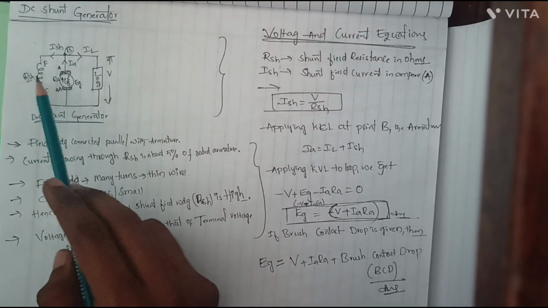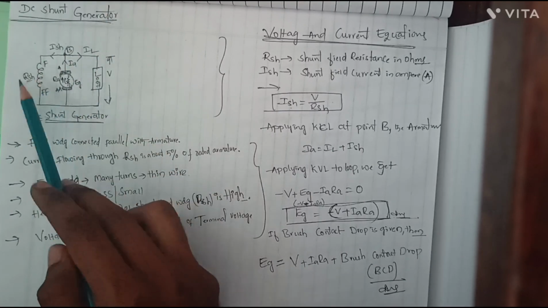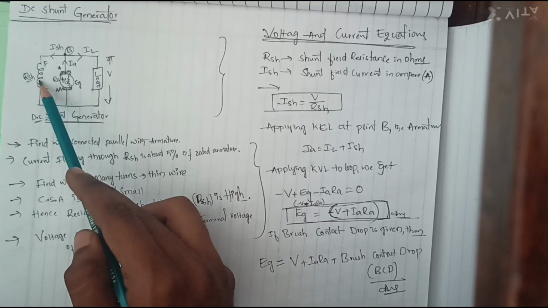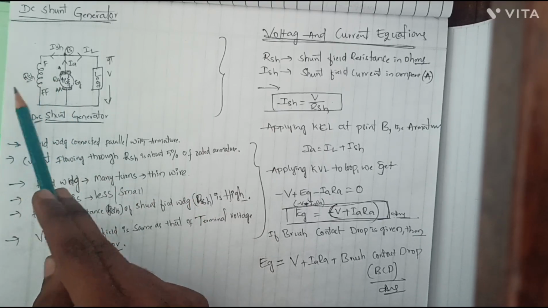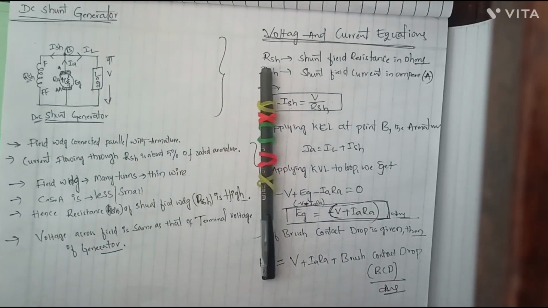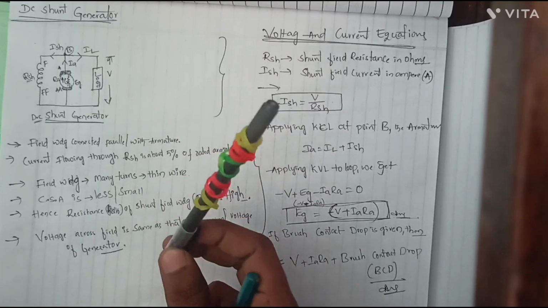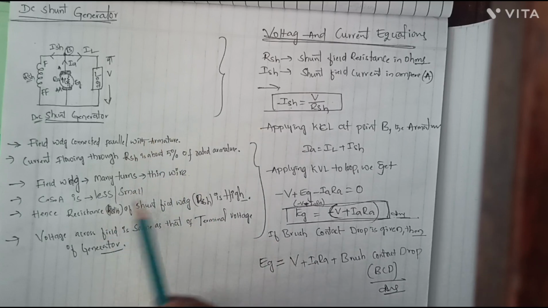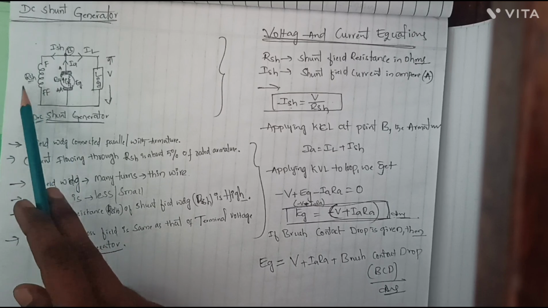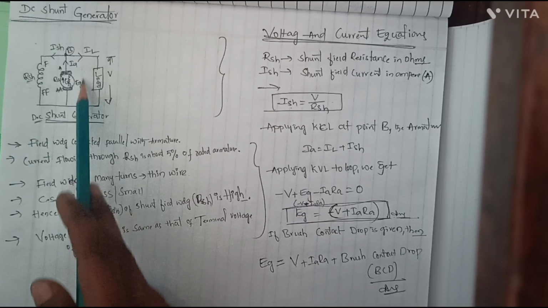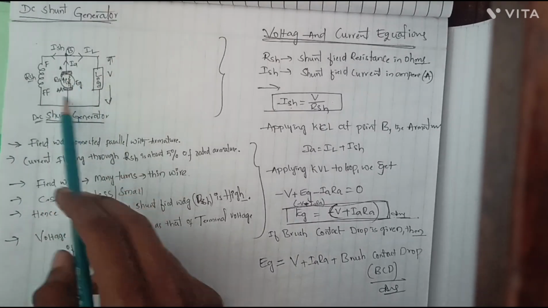Here the field winding is designed with many turns, whereas in the series generator the field winding is designed with few turns. Since the shunt generator is designed with many turns, the cross-sectional area is less, so it is thin wire, like a pen refill. The cross-sectional area is less compared to the DC series generator, so the resistance is high. Hence the shunt field resistance is high. The voltage across the field is the same as the terminal voltage of the generator.